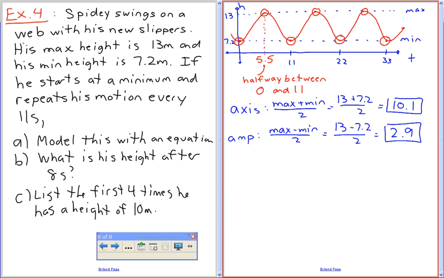Okay, what is the shift going to be here? This is the key that gets people mixed up. 5.5 to the right. This is from 0 to your maximum, which is 5.5 right. Okay, so everyone see that? Any questions?